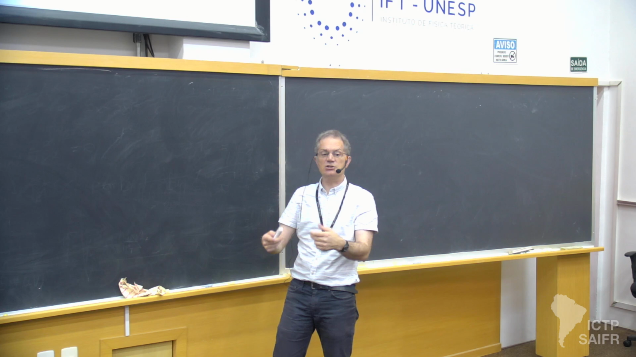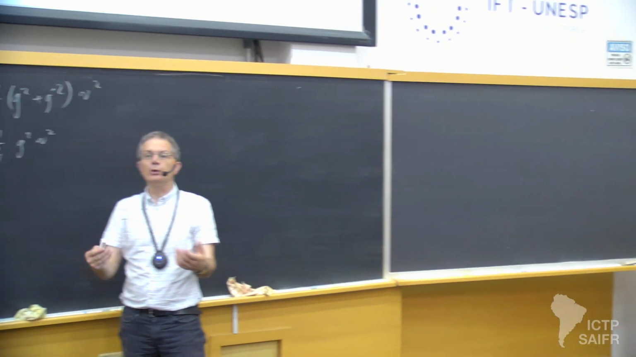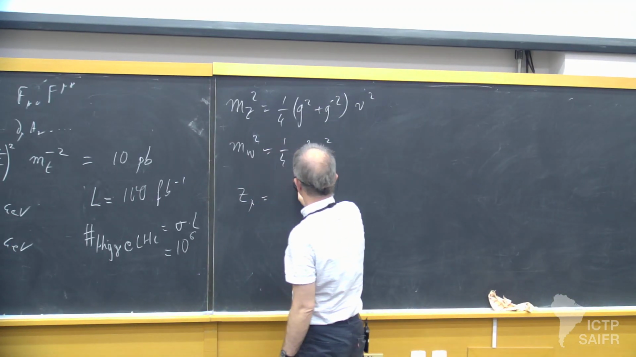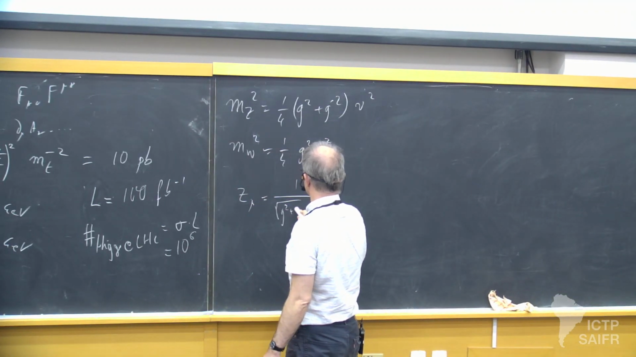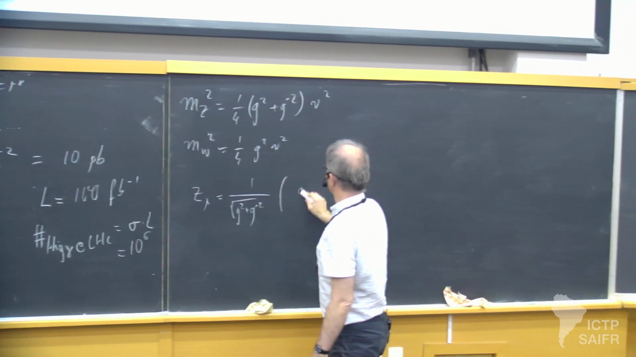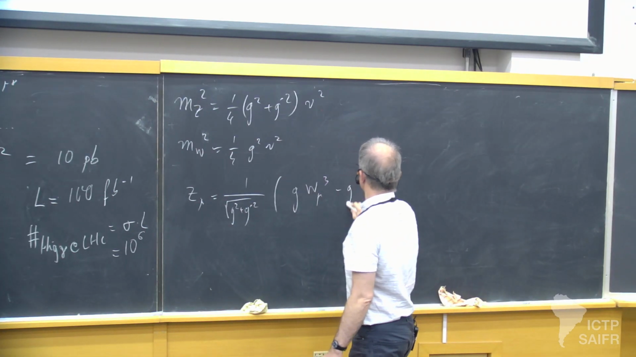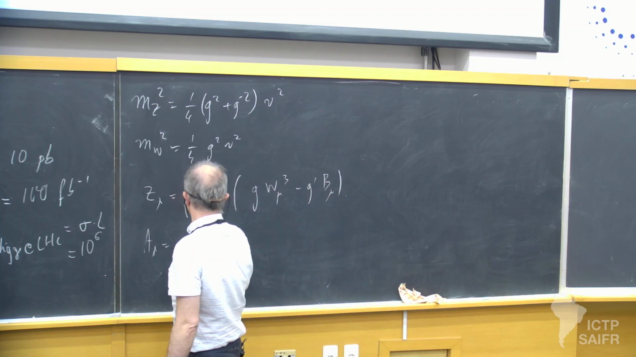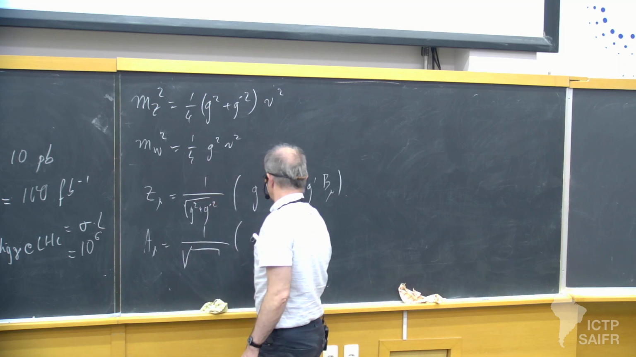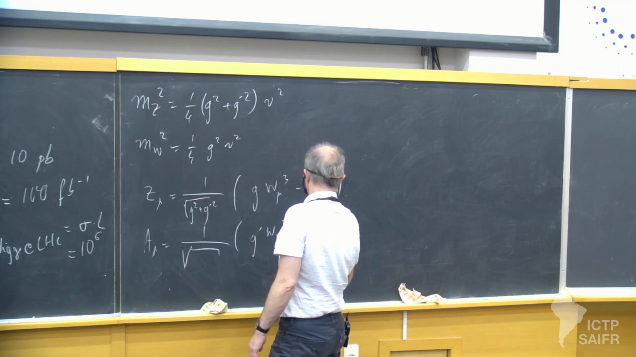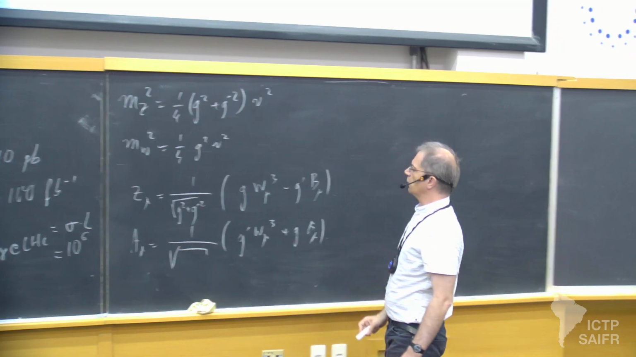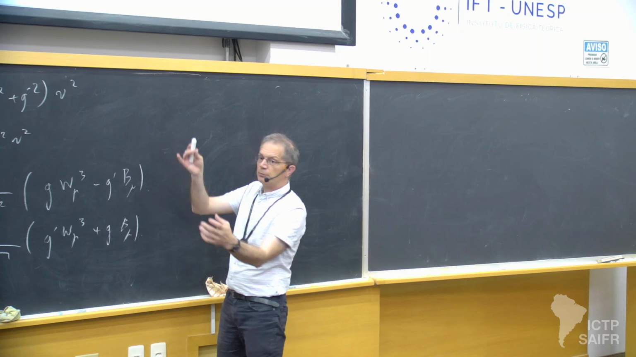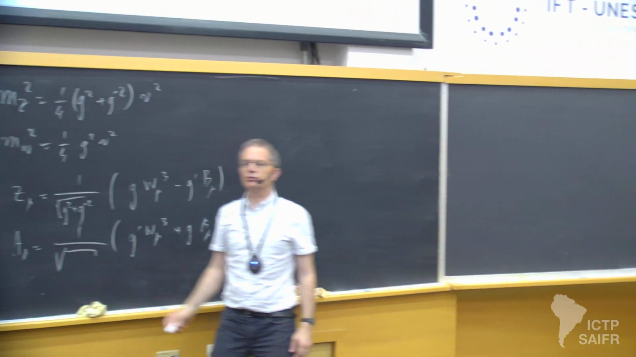So you are performing a rotation. There is a mixing, which is sometimes called the weak angle mixing. So you remember that Z mu was something like 1 over the square root of g squared plus g prime squared, times, now I don't remember, g W mu 3 minus g prime B mu. And the photon was just the orthogonal linear combination, g prime W mu 3 plus g B mu. So here, clearly, you go from a basis which is W3 and B, and you perform a rotation to go into the Z and photon basis.